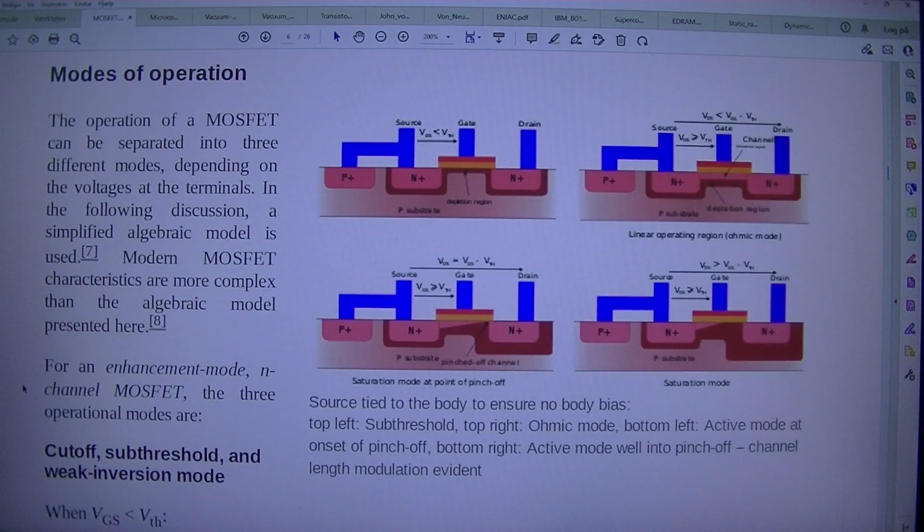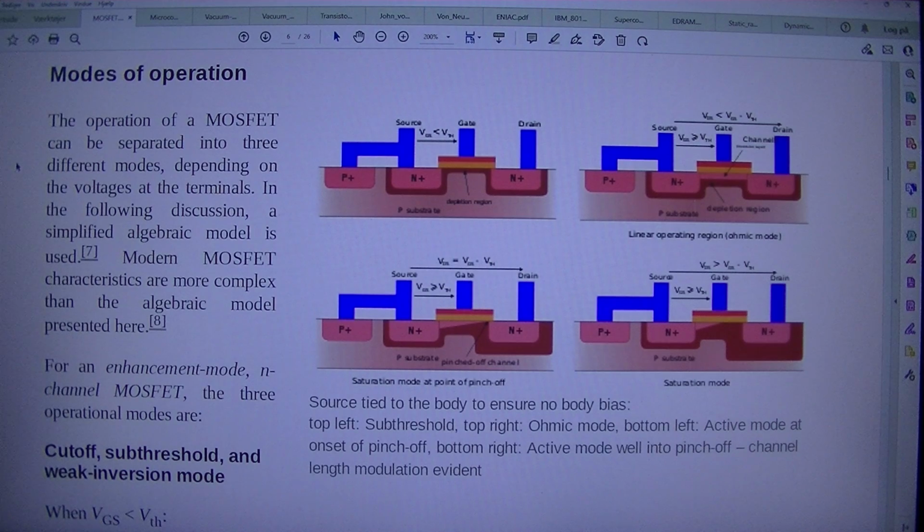Modes of operation. Source tied to the body to ensure no body bias. Top left, subthreshold. Top right, ohmic mode. Bottom left, active mode at onset of pinch-off. Bottom right, active mode well into pinch-off. Channel length modulation evident.